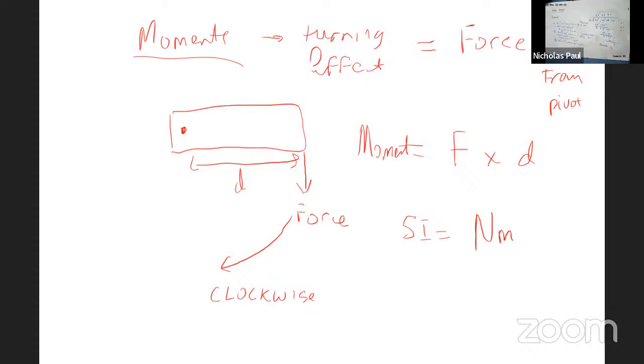How come the SI unit is Newton meter? Anybody guess? Right. So force is in newtons, and distance is in meters. When you multiply them, you get Newton meter, right? Really easy stuff, right?